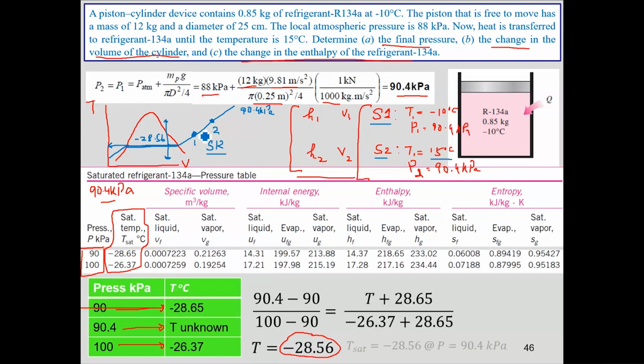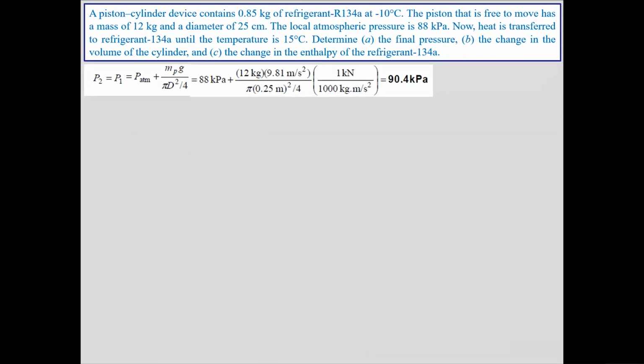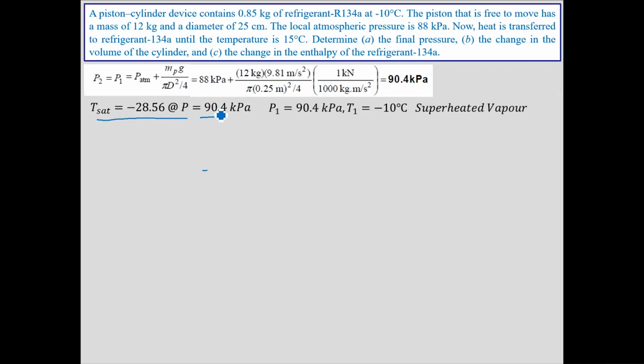All right. So this is what we have concluded so far: the saturation temperature at 90.4 kilopascal is essentially minus 28.56. Since both temperatures are above the saturation temperature, you'll be in the superheated region, not the vapor region. Since you're talking about refrigerant, you'll be in the superheated region. Vapor is normally associated with steam tables.